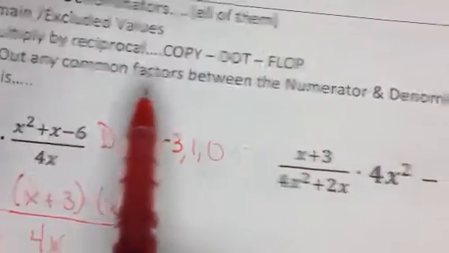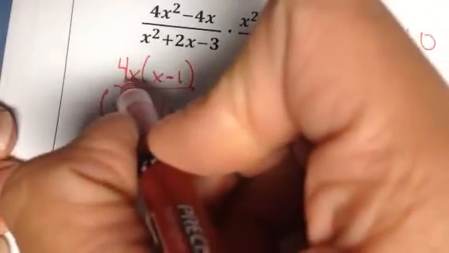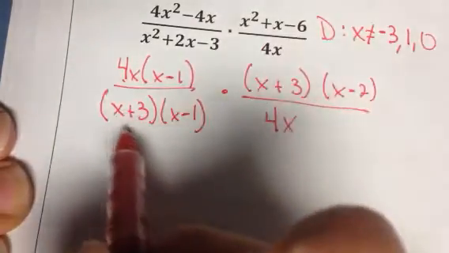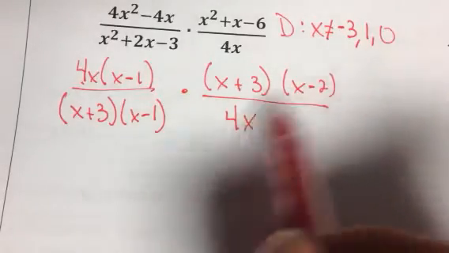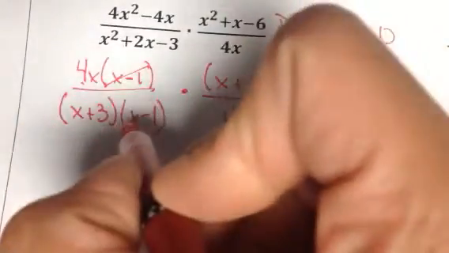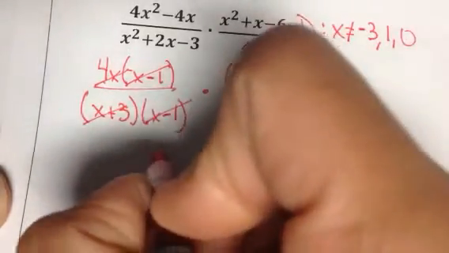We're just going to simplify or cancel out any of the common factors between the numerator and denominator. So x minus 1 multiplies to 4x. Factor, factor. This is a factor, this is a factor, factor, factor, factor, factor. They're all multiplying. So x minus 1 will take out an x minus 1. x plus 3 will take out an x plus 3. 4x will take out a 4x, so that when we're all done, you're just left with x minus 2.